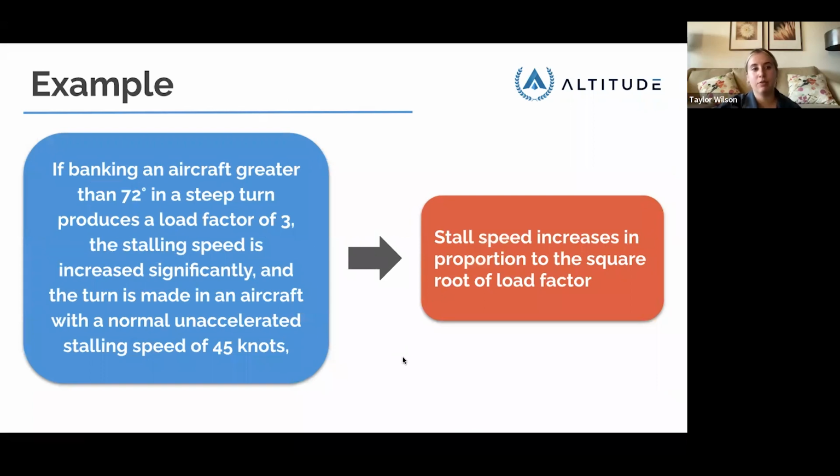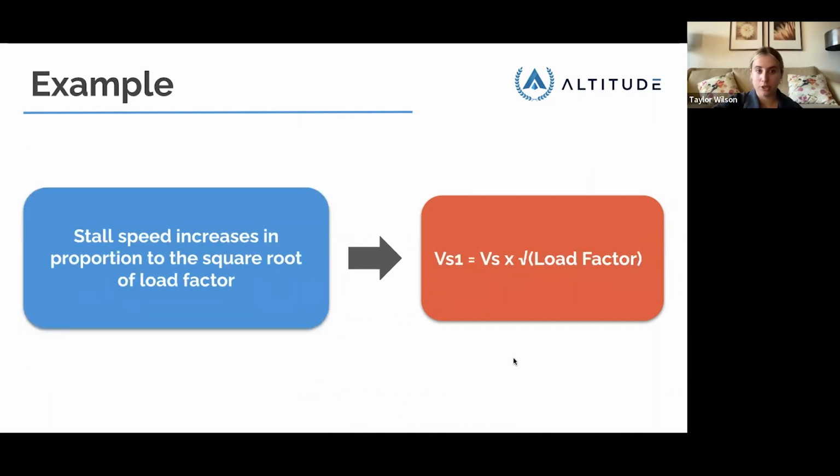If you're banking an aircraft greater than 72 degrees in a steep turn, which is a maneuver that we do in flight training, if we were to go back on the graph, you would see that it produces a load factor of 3. Now, our stall speed also increases significantly, and the turn is made in an aircraft with a normal unaccelerated stalling speed of 45 knots. In the aircraft that I fly, our stall speed is 45 knots. That's a normal unaccelerated flight. But our stall speed increases in proportion to the square root of load factor, which is this equation here.